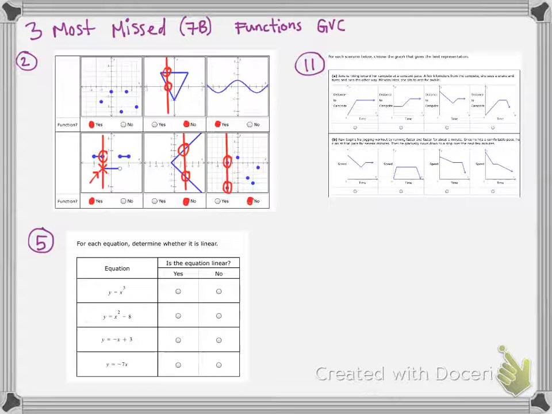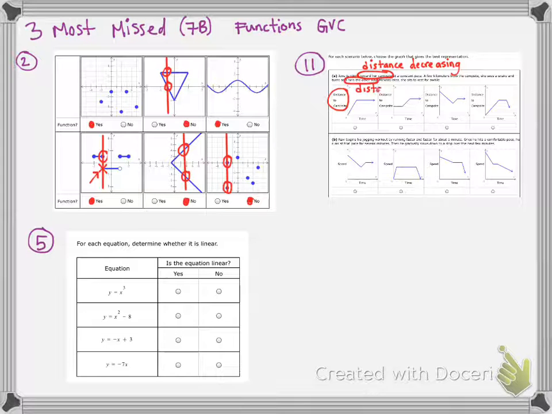On number 11, we have to decide which graph matches each story the best. On part A, Jane is hiking towards her campsite. We want to keep track of the distance. As she goes towards her campsite, that distance is going to be decreasing since she's getting closer.